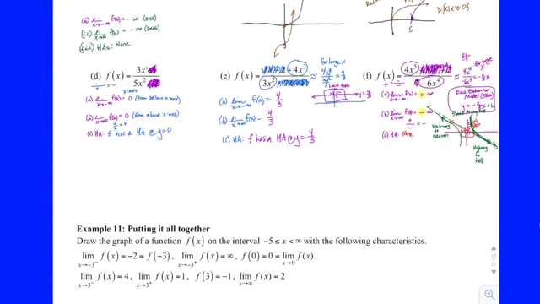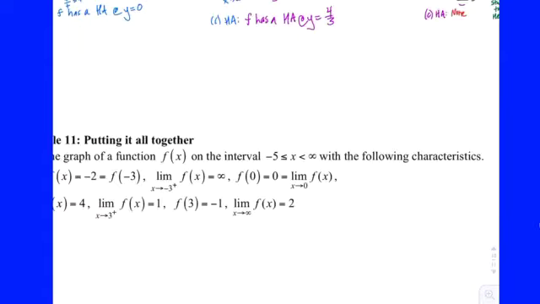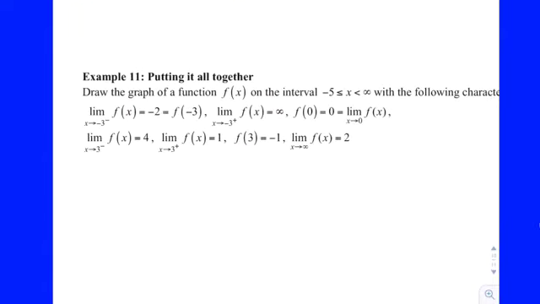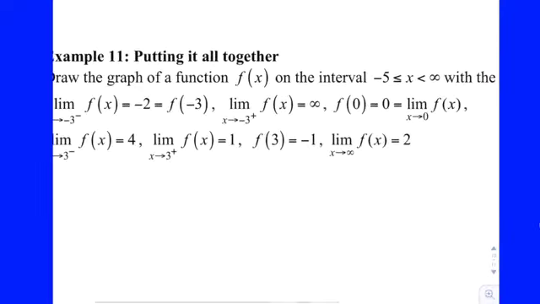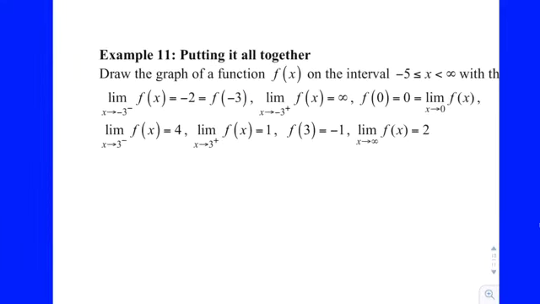All right, putting it all together. This is you. This is your check for understanding. It's easy for me to give you a graph and you pull the values off, but can you do this? If I give you these requirements to create the graph of a function, can you do it? I think you can. I'm going to give you a couple minutes to sketch the graph of a function f of x that passes the vertical line test from -5 to infinity that has these characteristics, at least.